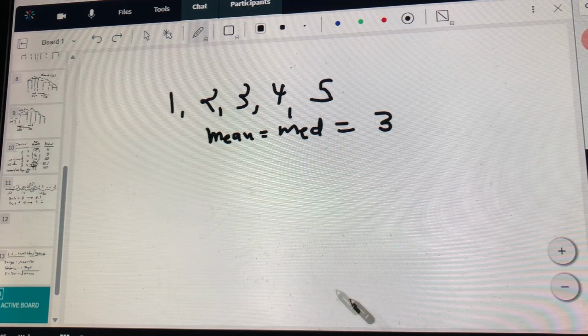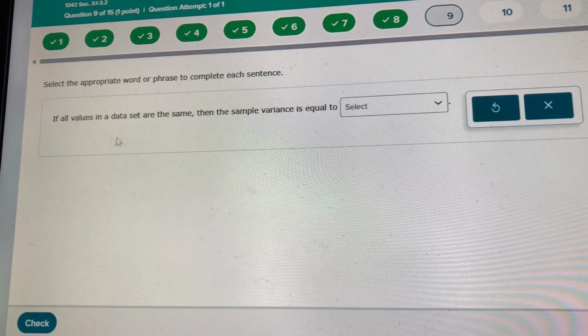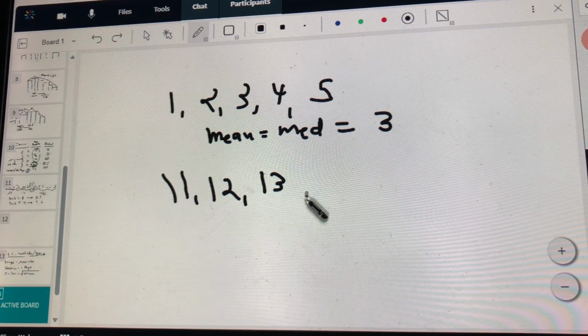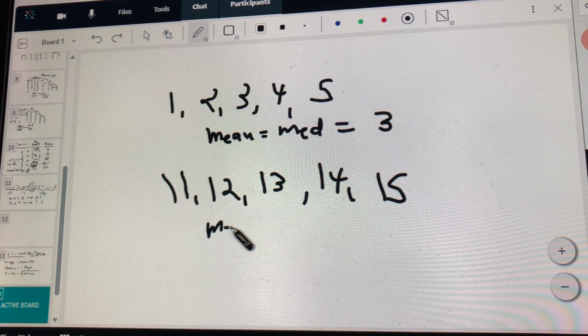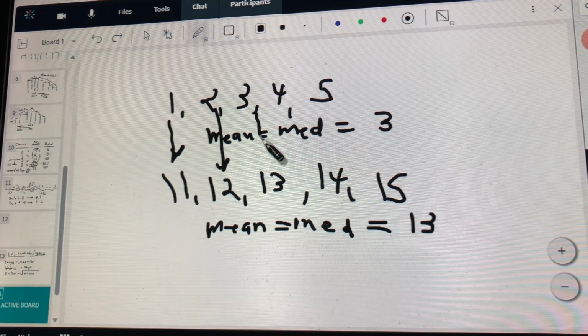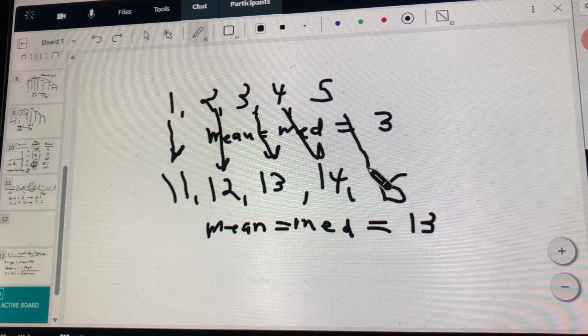So what if I add 20 to every number? Did they mention something? No, it just says they're all the same. Okay. So let's say you add 20 to every number, or let's just add 10 to every number. 11, 12, 13, 14, and 15. Now both the mean and the median are 13. I add 10 to every number, one by one. And it's probably not surprising that the mean and the median went up by 10.